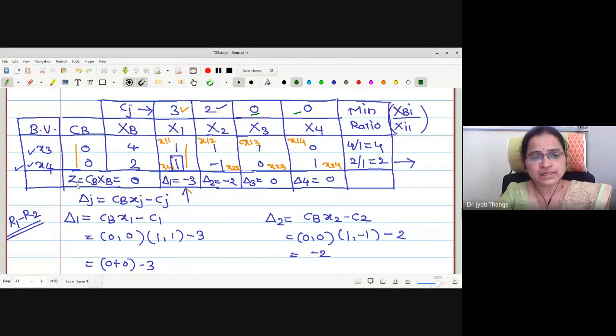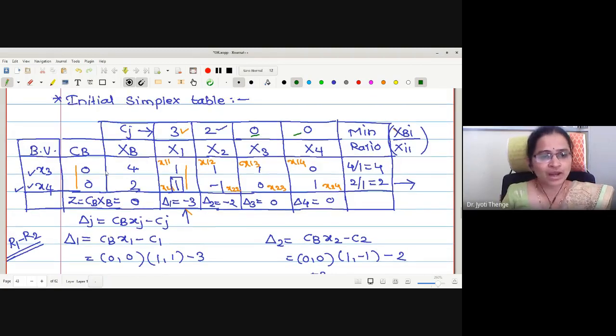In the next step, we are going to check the value of the objective function for these basic variables. How are we going to find the value of the objective function? This is CBXB. CB is the vector 0, 0 and XB is the vector 4, 2. If I multiply, 4 into 0 plus 2 into 0, it is 0. Therefore, for the initial simplex table, the value of objective function Z is 0.